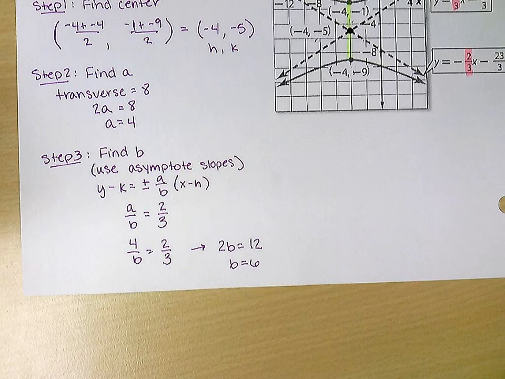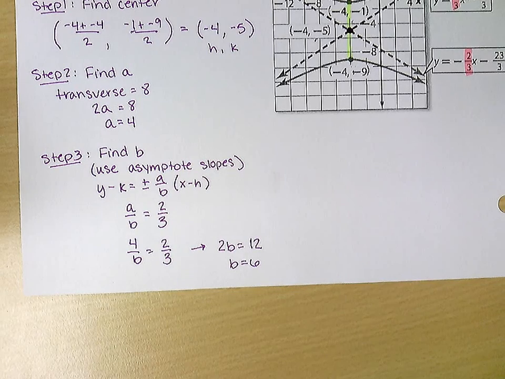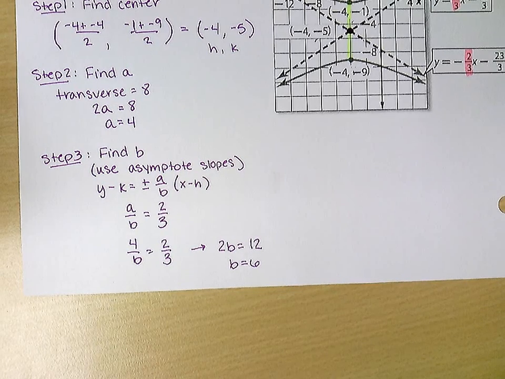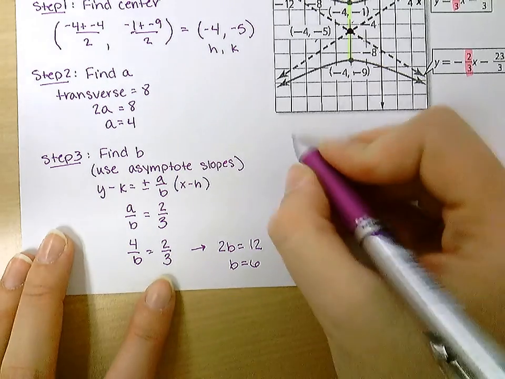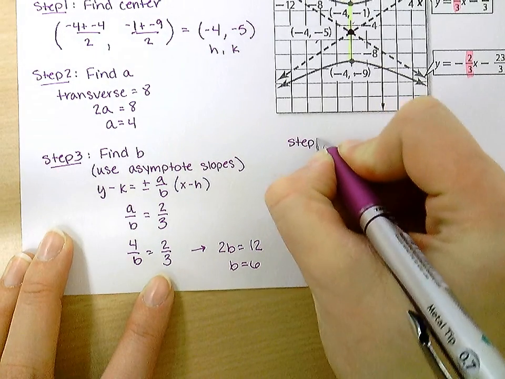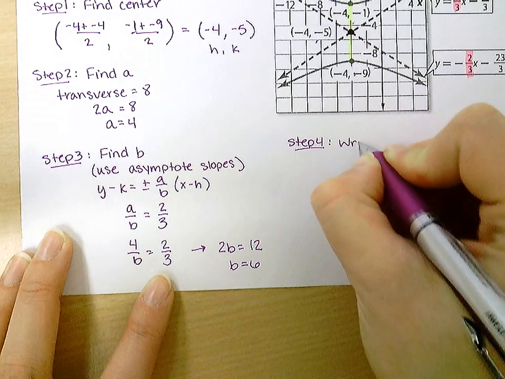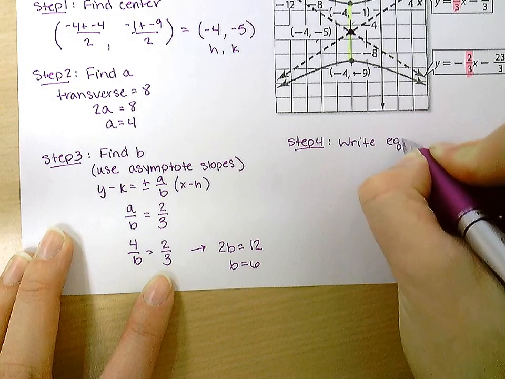So unlike ellipses, your a value is not always your greatest value. B can be greater than a. Now that I have h, k, a, and b, that's all I need to plug into my equation. So step 4 is to write your equation.